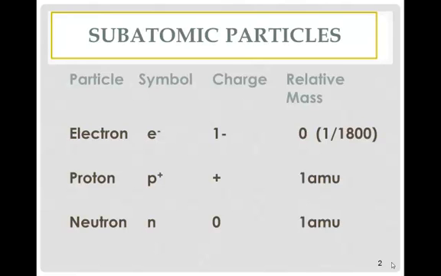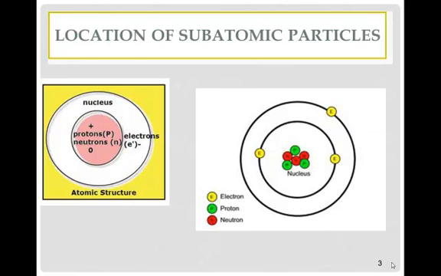There are more, but the only ones that we're going to focus on are the electron, the proton, and the neutron. The electron is the smallest of them all. It has a relative mass of 0. Really, it's 1 over 1800, but that's such a negligible mass that we're not going to count it. The proton has a positive charge, and it has the mass of 1 atomic mass unit. The neutron has a neutral charge, 1 atomic mass unit.